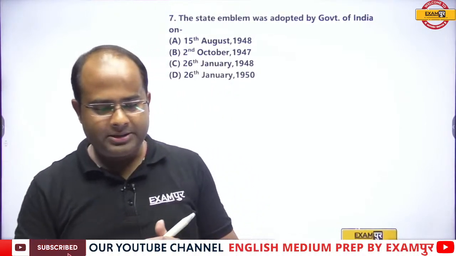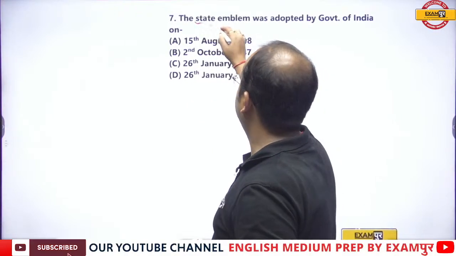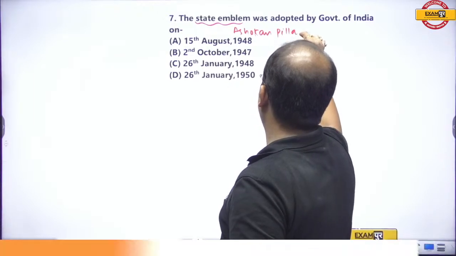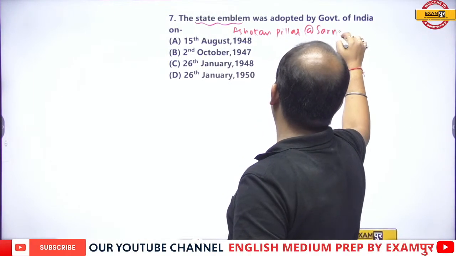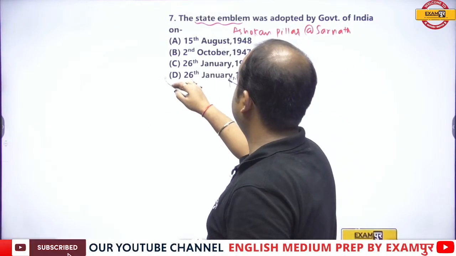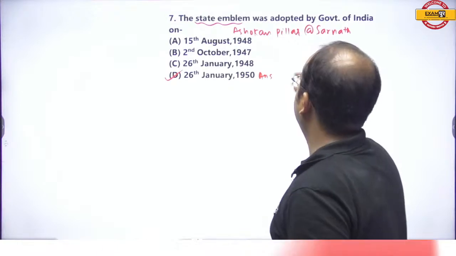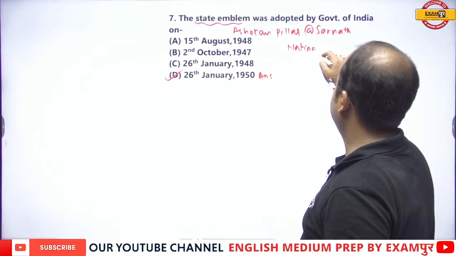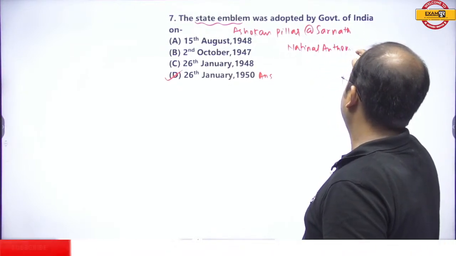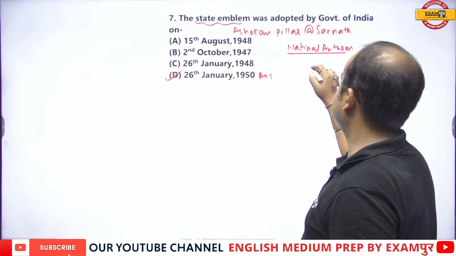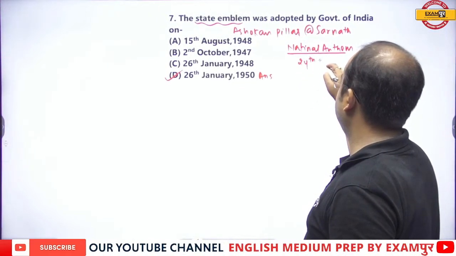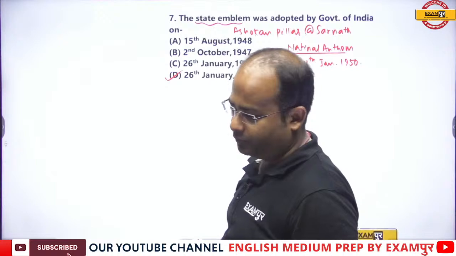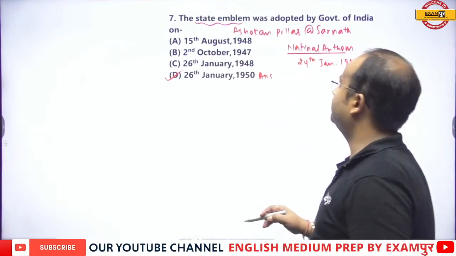The state emblem, that is the Ashokan pillar that was found in Sarnath, was adopted on 26 January 1950. Jana Gana Mana, that is the national anthem, was adopted on 24th January 1950. National anthem, 24th January 1950; state emblem, 26 January 1950.